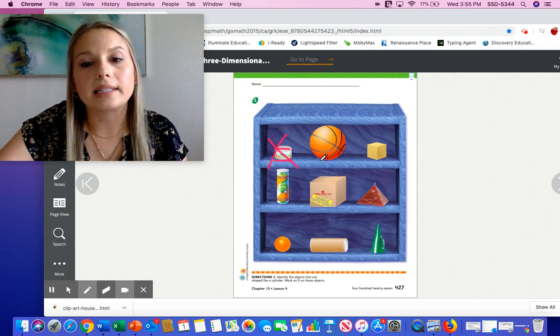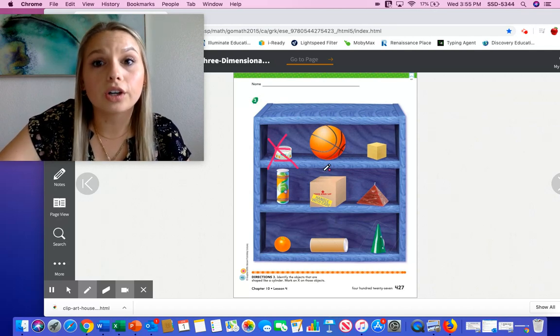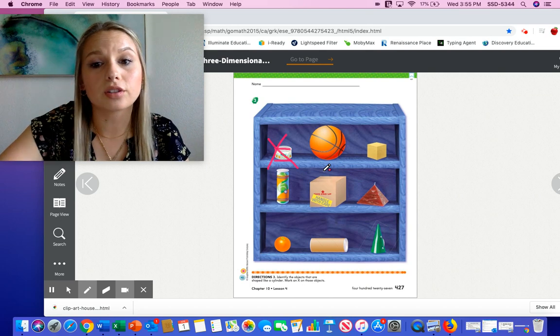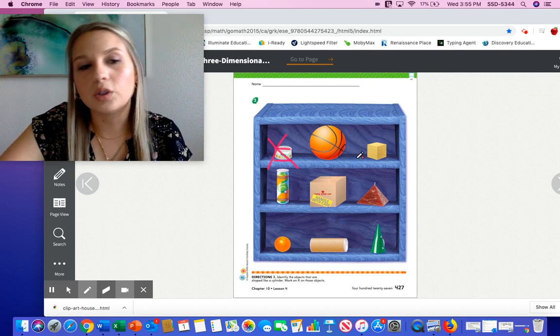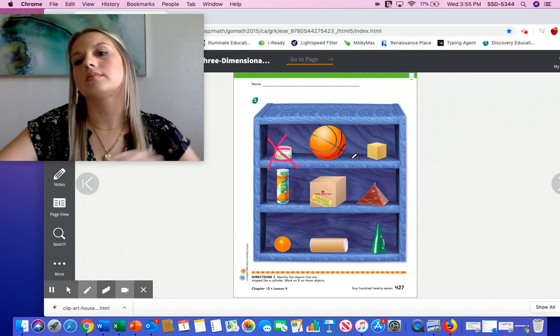What about a basketball? A basketball's round and curved, right? But does it have two flat surfaces? No, so leave it alone.